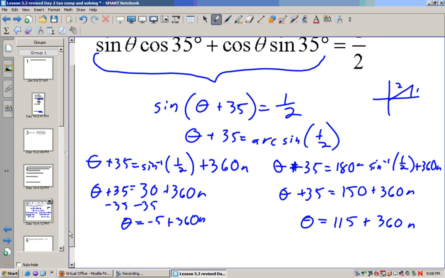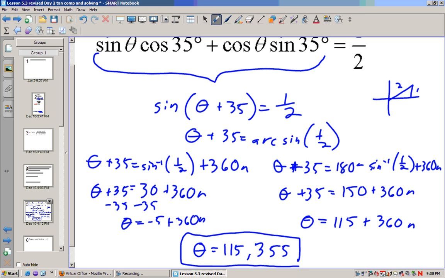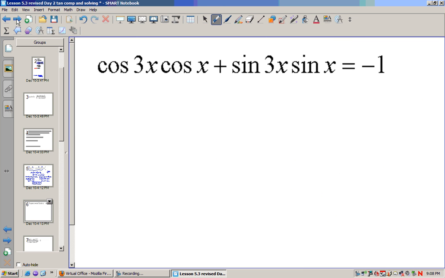So if I'm looking for the values of theta between 0 and 360, it'll just be 115, and -5 doesn't work, but if I add 360, that'll be 355. So these are the particular solutions between 0 and 360, and these are your general solutions. All right, try this one on your own and see if you can get the correct answer.